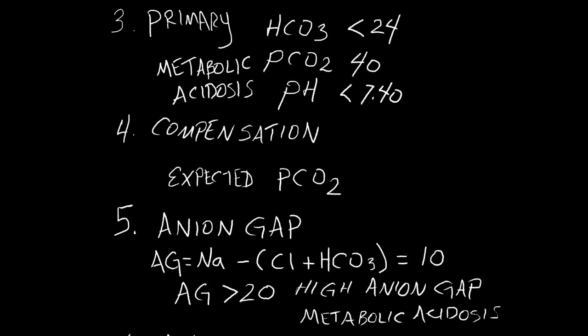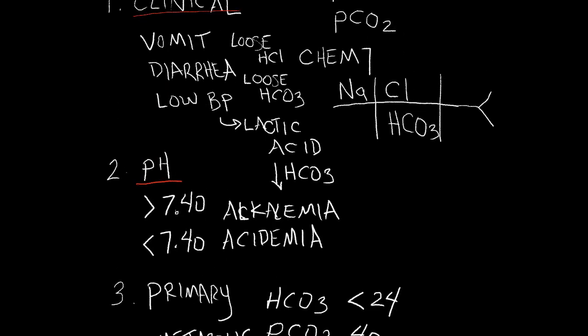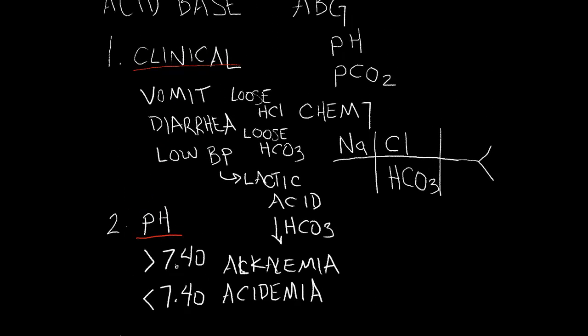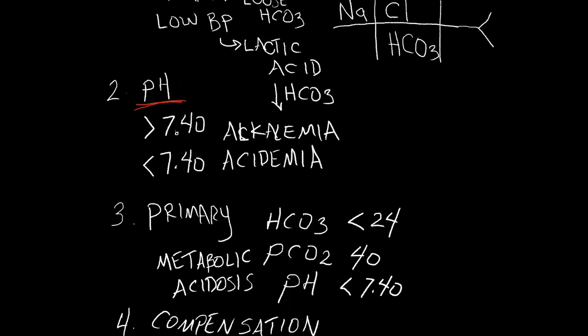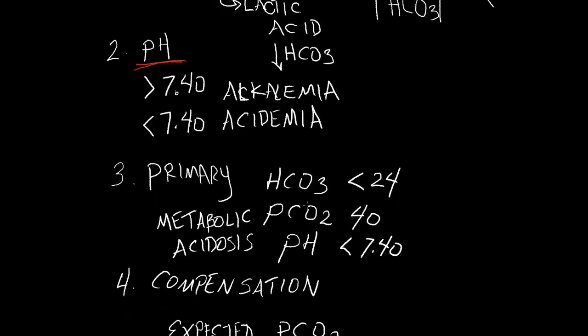So in review, we have our clinical stem, our pH, so greater than 7.4 with an alkalemia, less than 7.4, an acidemia, our primary problem, and in this case we've done bicarb less than 24 with a PCO2 of 40 and a pH less than 7.4, so in this case we have a metabolic acidosis.